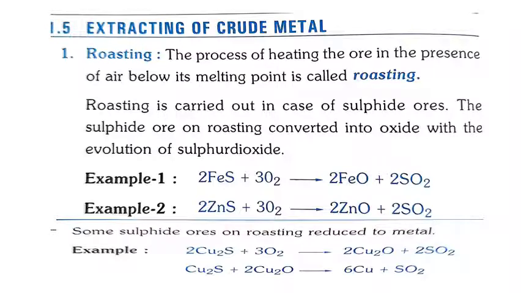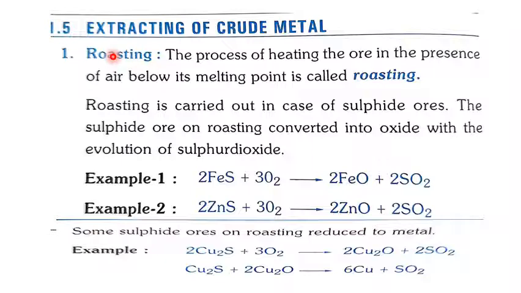Okay, listen. First, we discuss extraction of crude metal. Extraction of crude metal is done in three methods. In that, first is roasting, next calcination, next smelting. First, we discuss roasting.